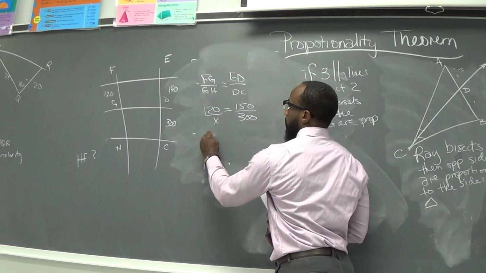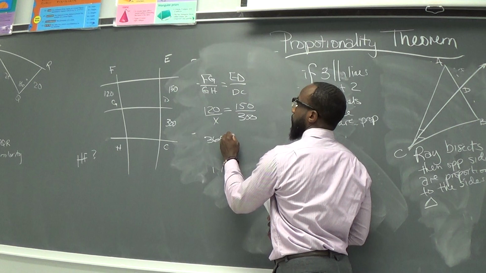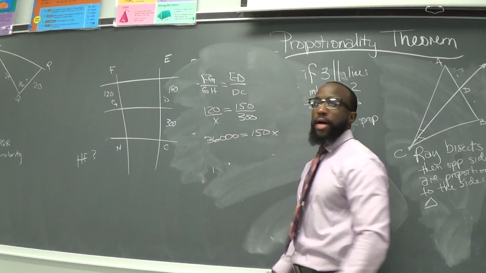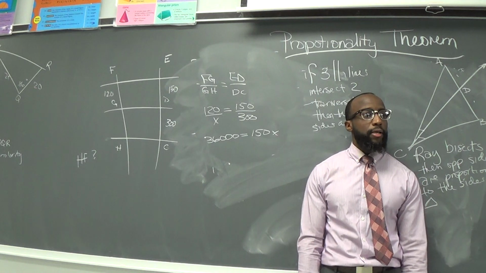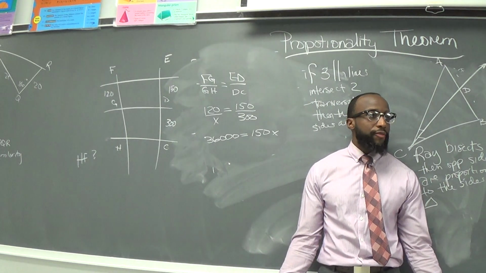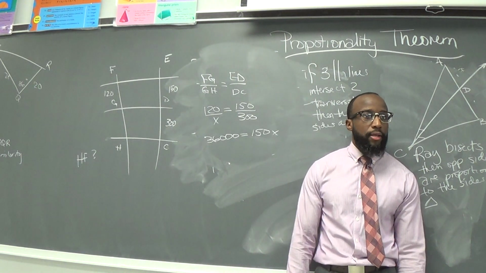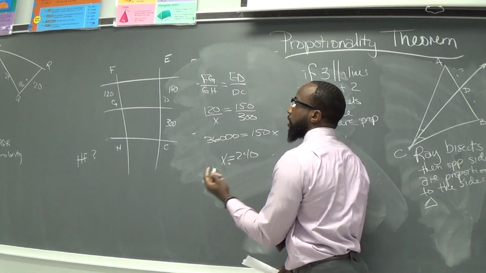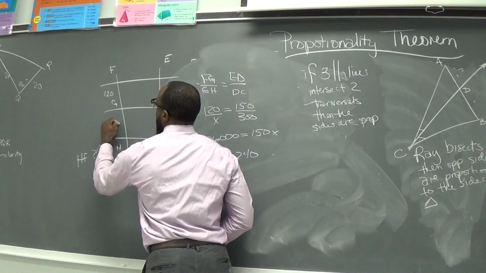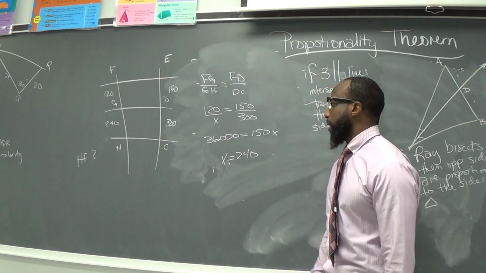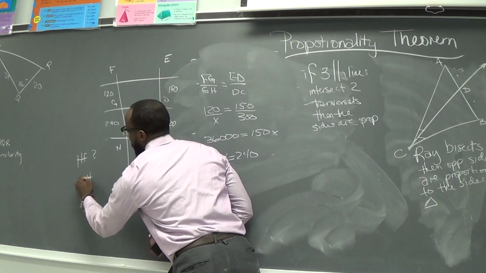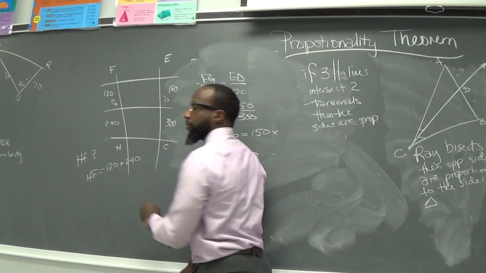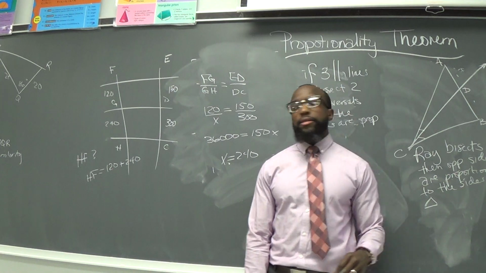36,000. So 36,000 equals 150x. We all good so far? Give me a head nod, let me know we're good. Then we divide by 150, right? X equals 240. So what we're saying is this is 240. Since we know that's 240, then HF is going to equal 120 plus 240, which is 360.